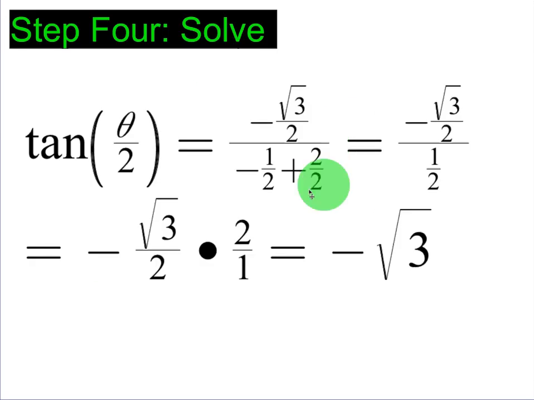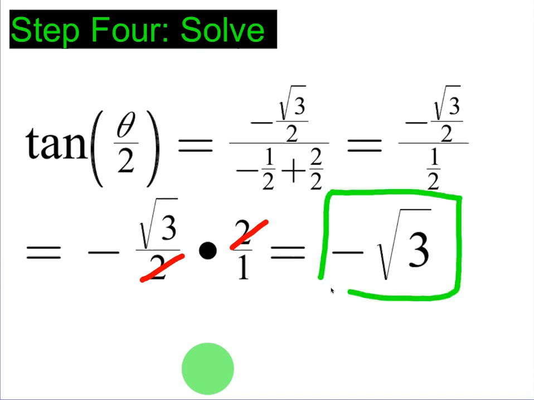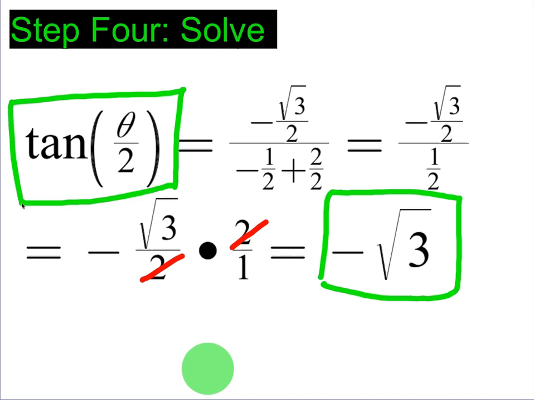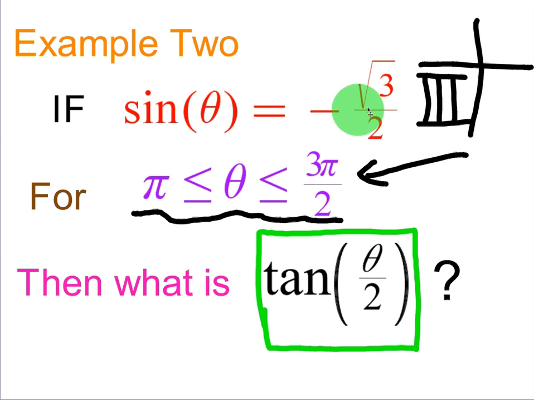Step 4 is to solve. So we get 1/2 on the bottom. We have negative square root of 3 over 2 on top. We're going to do keep, change, flip. Keep the top, change division to multiplication, and flip the bottom. And we can see that the 2's are going to cancel. And now we have negative square root of 3 over 1, which we know is equal to negative square root of 3. So our final answer, tangent of theta over 2, is equal to negative square root of 3, given the fact that we were given that sine was negative square root of 3 over 2.